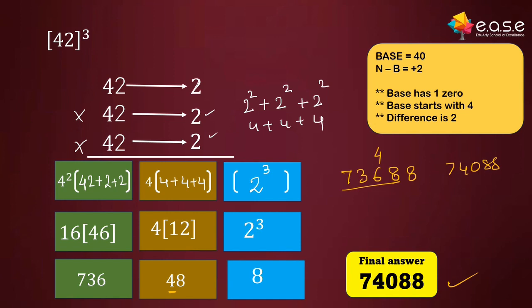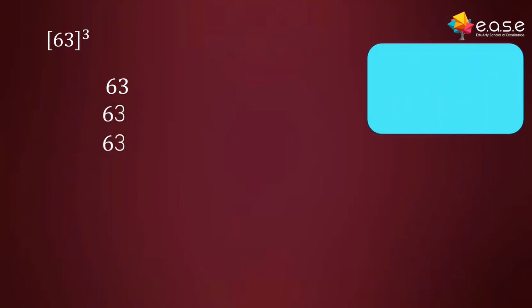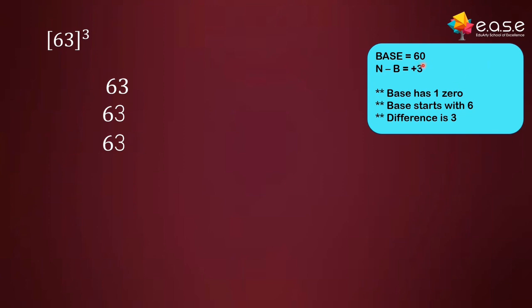Okay, so let us see now how to cube 63. Once again, 63 cubing means 63 times 63 times 63. Okay, let's open our notepad. On the notepad we know one thing, that our base is 60 because 63 is close to 60. The difference is plus 3, a positive 3, because we are taking number minus base, and our base has 1 zero. Base starts with 6 and the difference is 3.